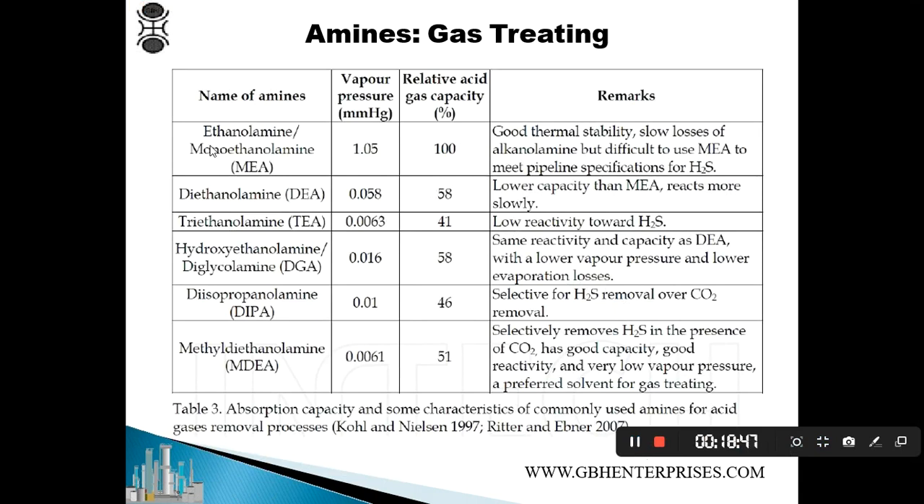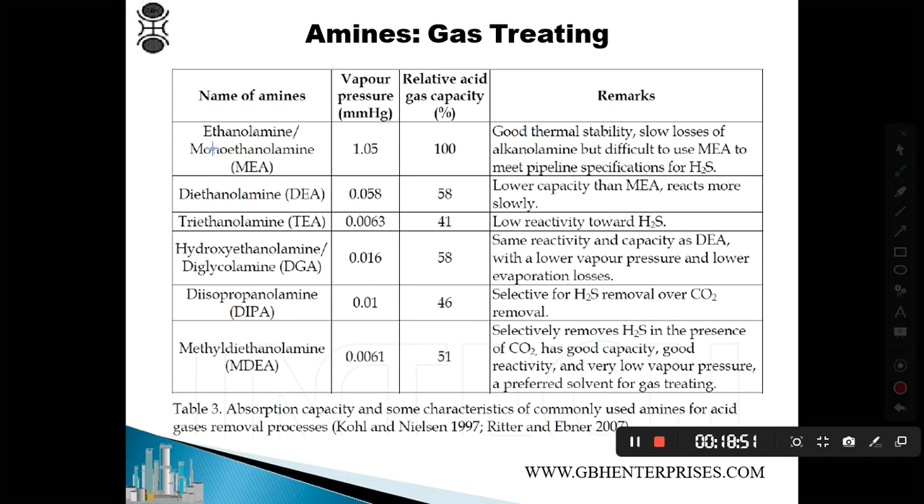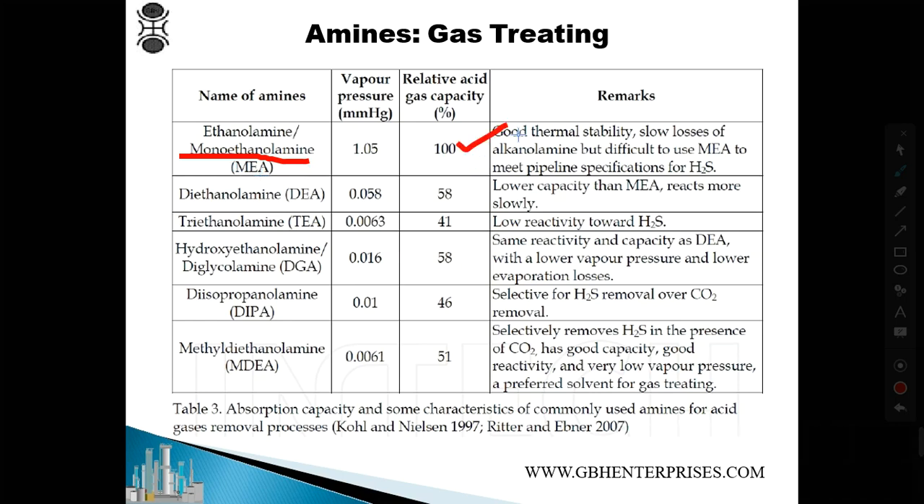The efficiency of monoethylamine to remove the H2S is very good, almost 80-100%. Then diethylamine is a bit lower, and it's slow. This MEA, monoethylamine, is very fast reacting, and it has good stability and so on.